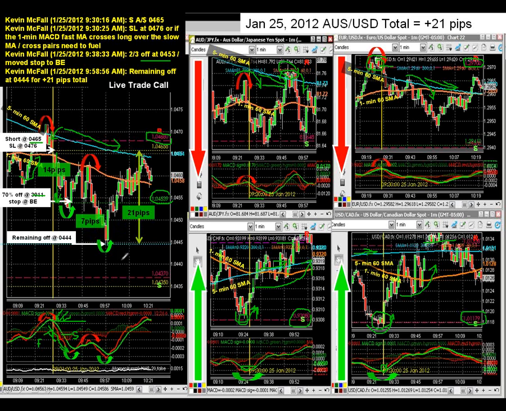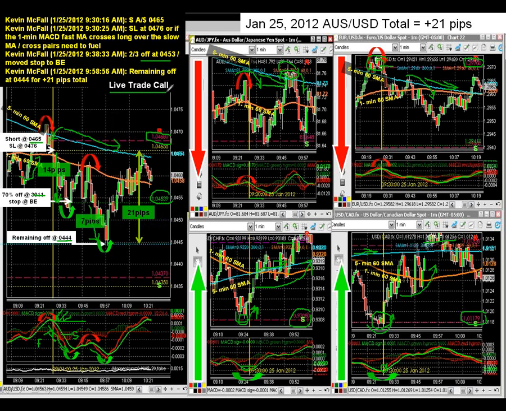All right, and Aussie came right down towards the support, but I made sure I took my 20 off when I hit 44. So MACD lines again move one more time down to help fuel this Aussie dollar down here, and where we took our last position off at 0444, for a total of 21 pips. 14 pips on the first position, and then 7 pips on the second position for 21. And there's the timestamp on the trade on the live trade call as well.